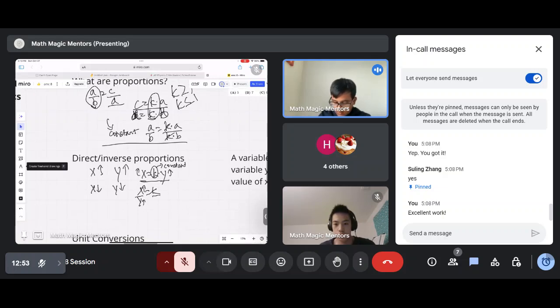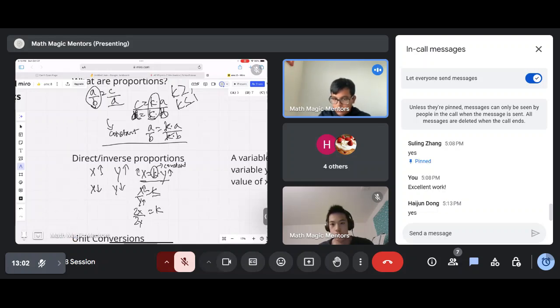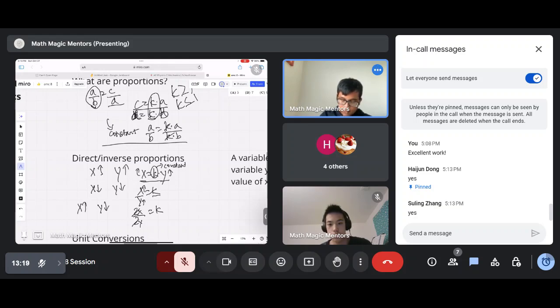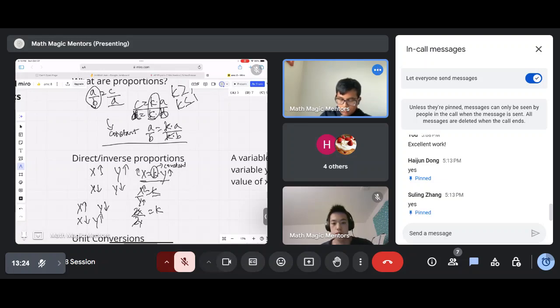Say you have x over y equals k, right? And y suddenly becomes 2y. So x also has to become 2x for k to be the same thing. So as x increases, y increases. And as x decreases, so if y became y over 2, x also has to become x over 2. And inverse proportions is when x increases but y decreases, or when x decreases and y increases.